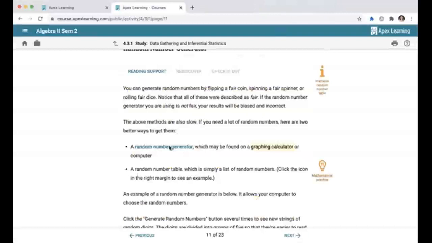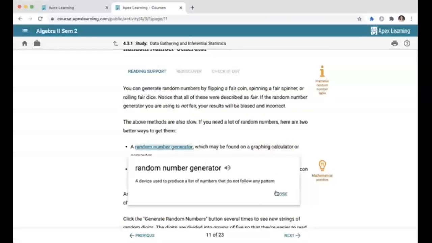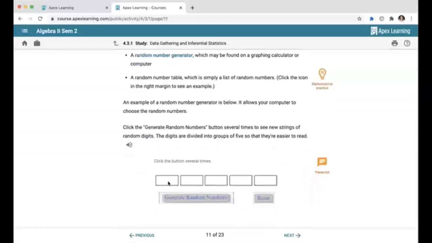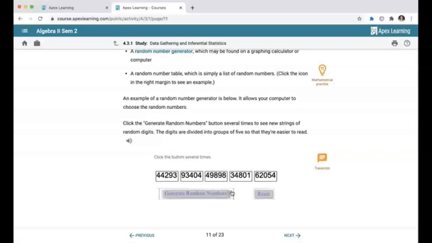With a random number generator, it's a device. So hopefully they show us a good example here. There you go. So generate random numbers. It generated them. We generate new random numbers, and it will keep doing that and filling in random numbers. Again, this one here is set for 0 to 9.